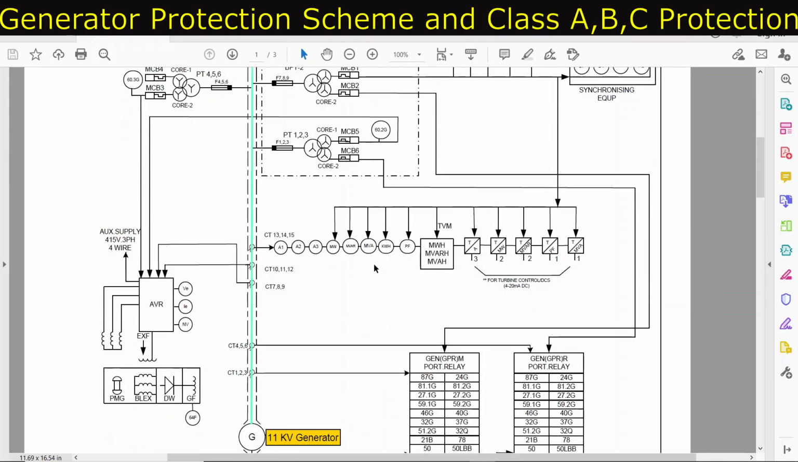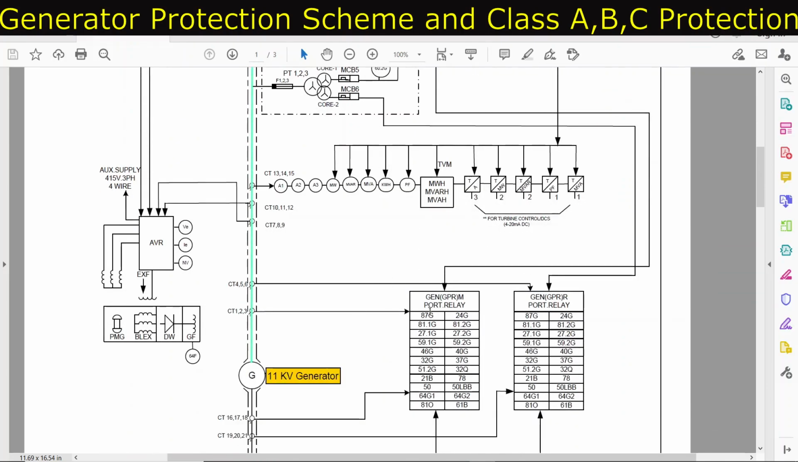So what protections are being used? I will show you here. The different nomenclatures are being used. You can see there's 87G, 81G, 27G, 59G, 46G. Each nomenclature, I will tell you.